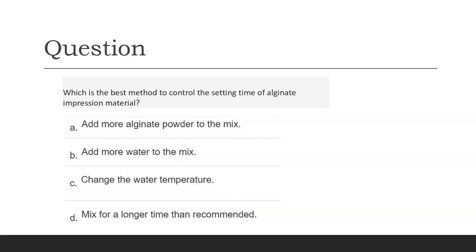But if you feel like you need more time to mix and more time for it to set, then you can use the cold water. So warm water decreases the working time and setting time, whereas cold water increases the working time and setting time. So the colder the water, the longer it will take to set. The warmer the water, the faster it will set.